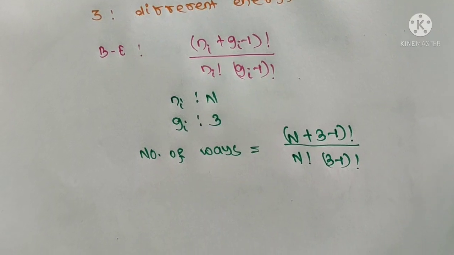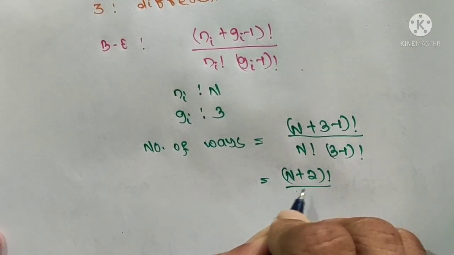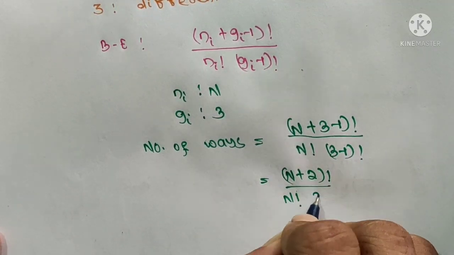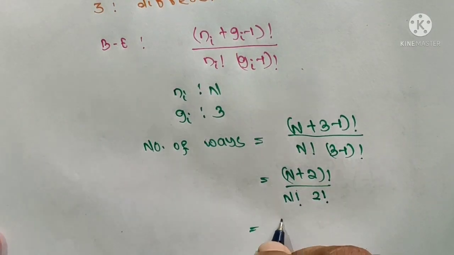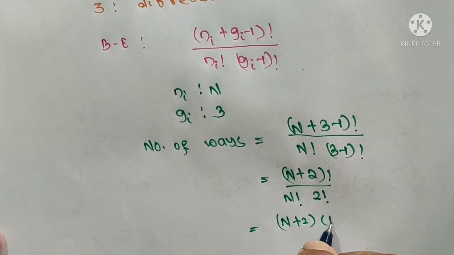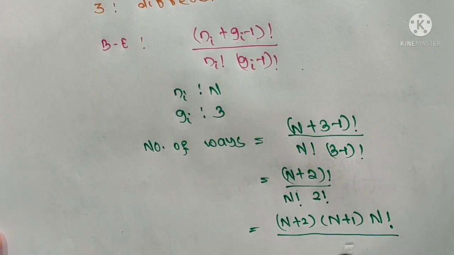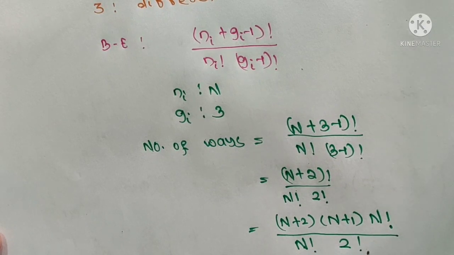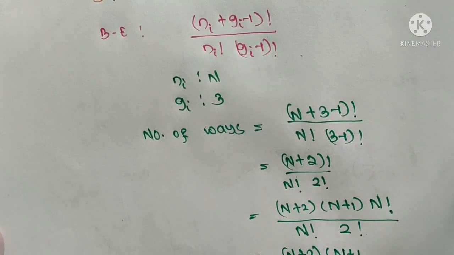So n plus 2 factorial over n factorial 2 factorial. Now n plus 2 factorial can be written as n plus 2 into n plus 1 into n factorial, by n factorial 2 factorial. Now n factorial and n factorial cancel out, so n plus 2 into n plus 1 by 2 factorial, which is 2.